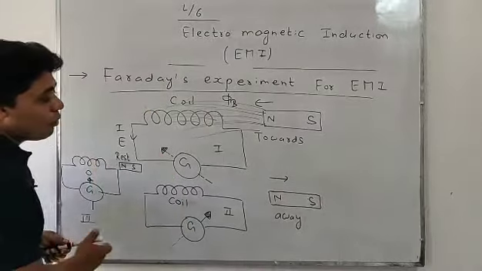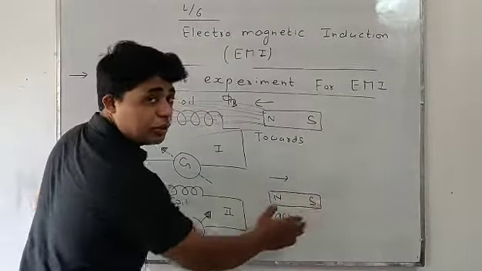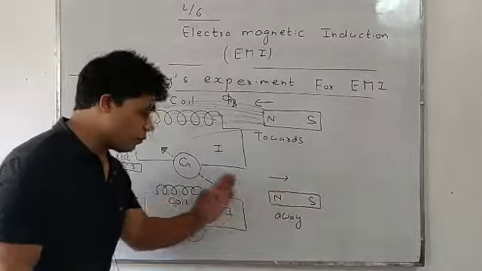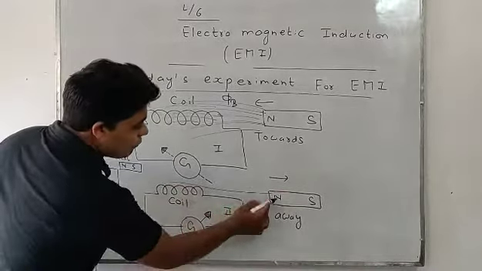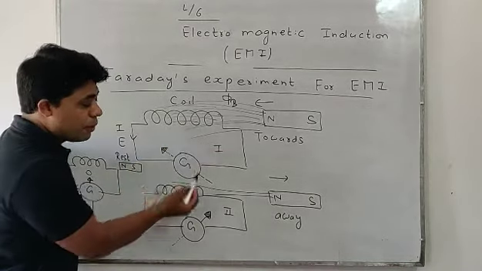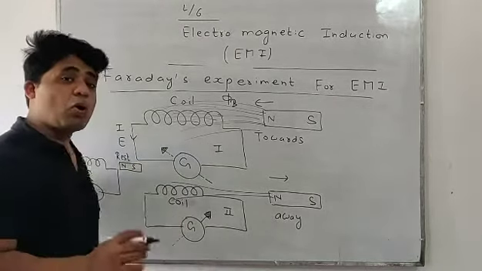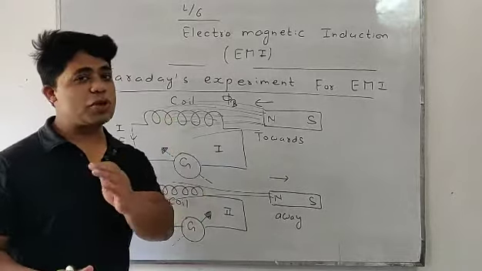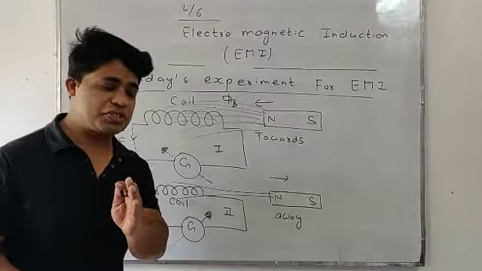When we took the bar magnet away from the circuit, the flux passing through the coil will decrease. Here the flux increases, but here the flux decreases. But the common thing is what? Either the flux increases or decreases, the flux changes.